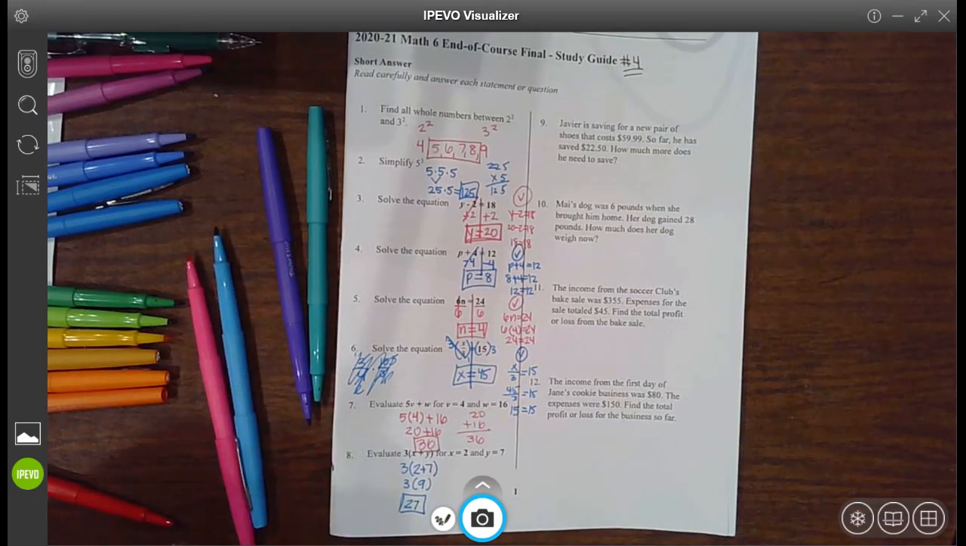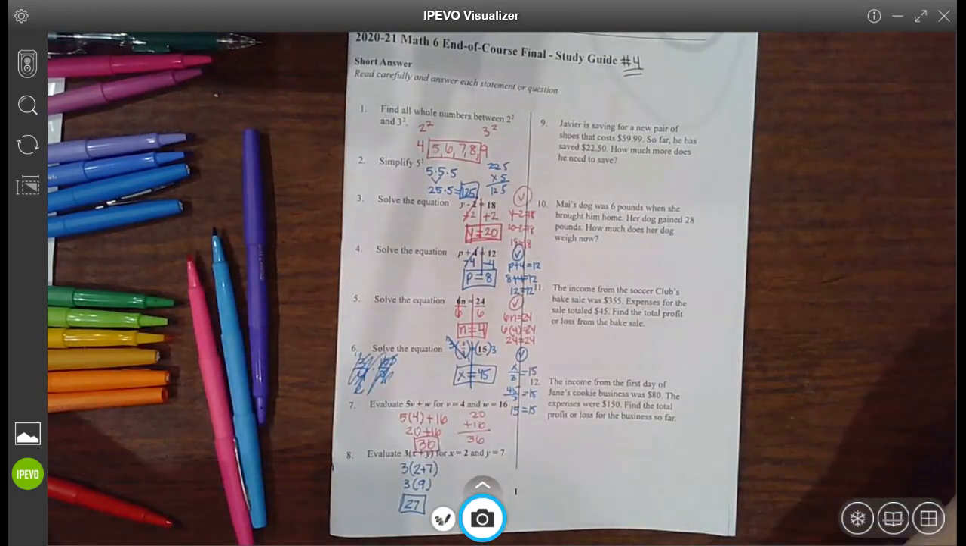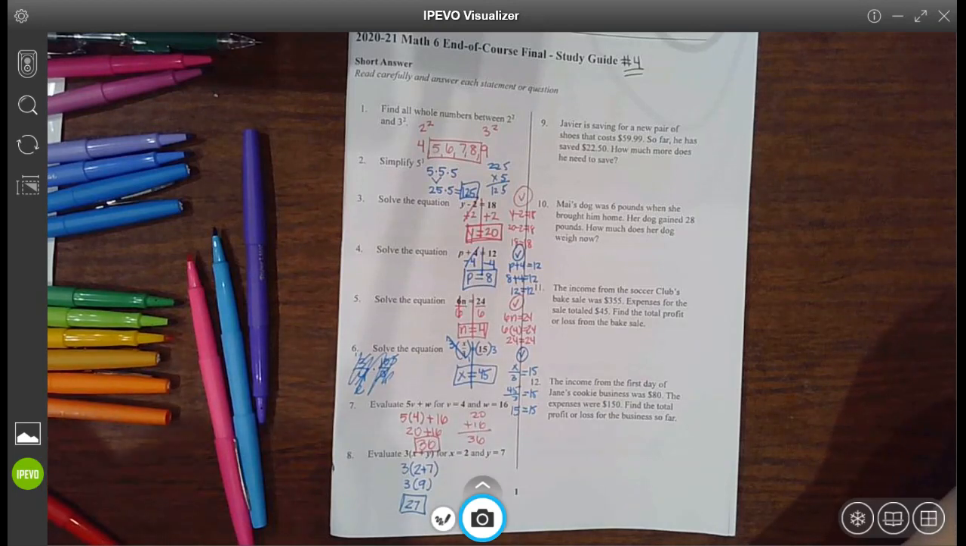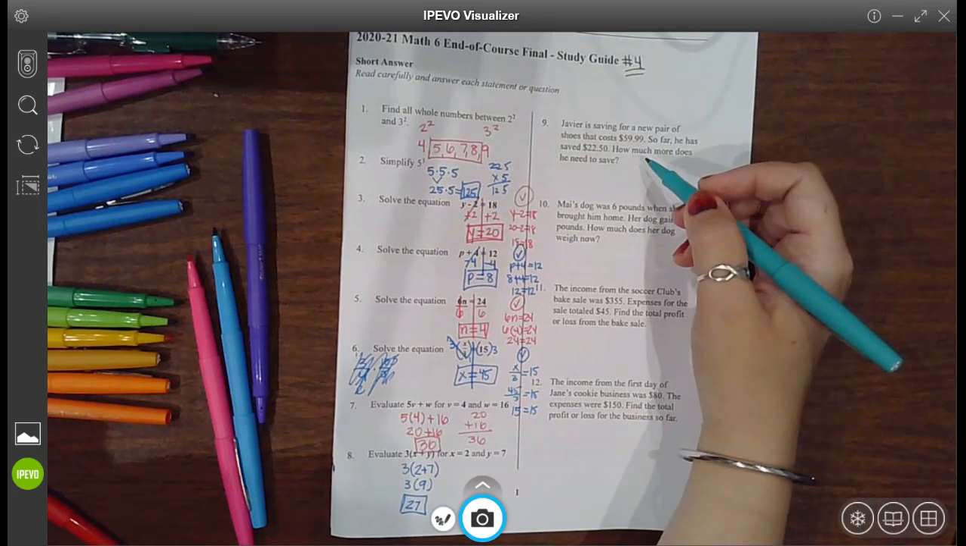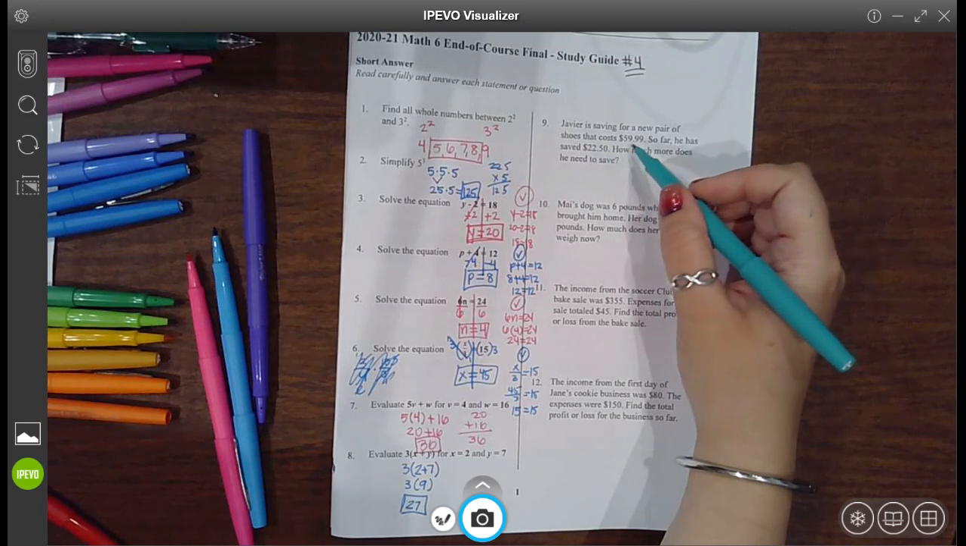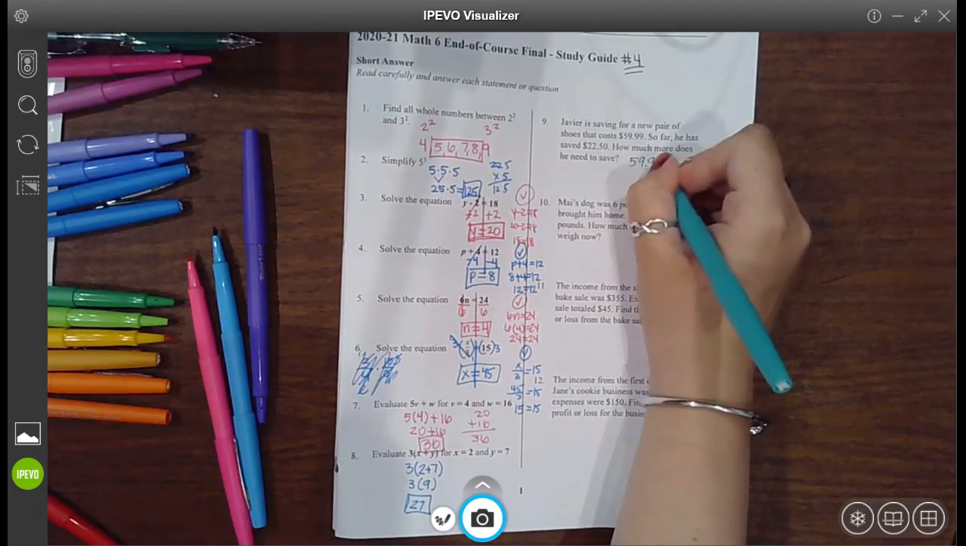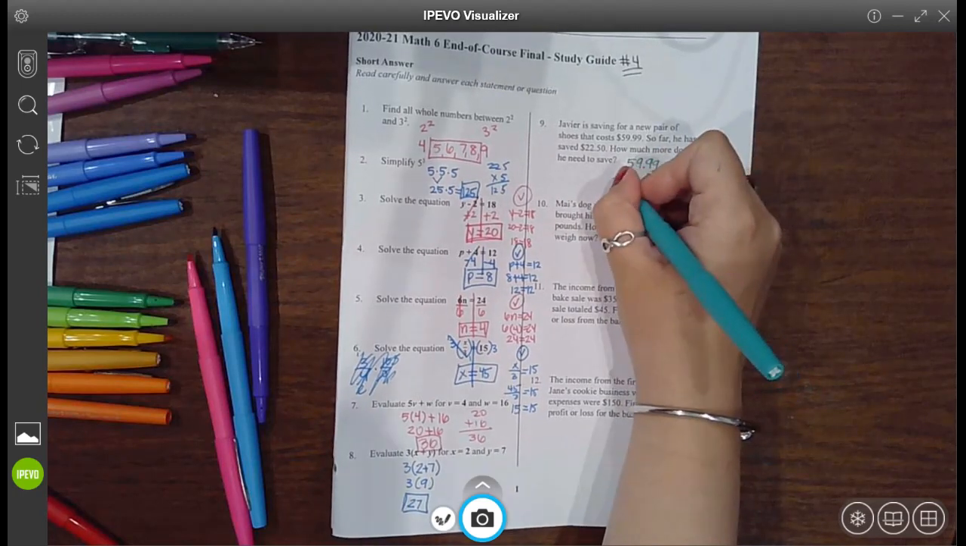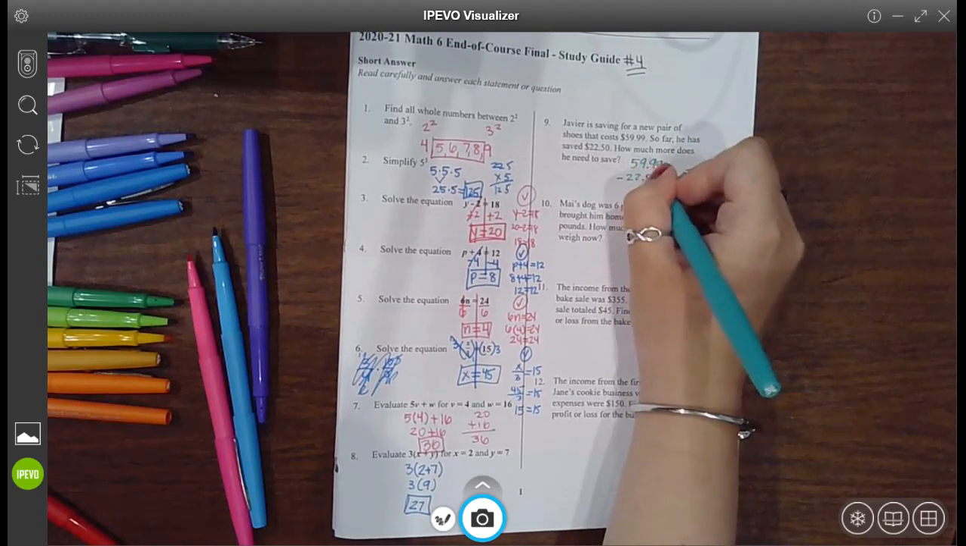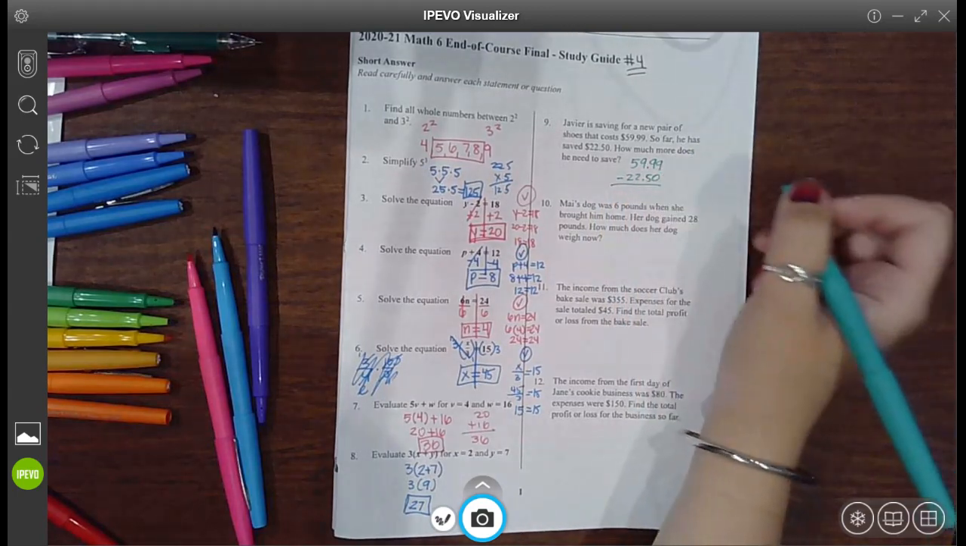Okay, on the other side, it says Javier is saving for a new pair of shoes that cost $59.99. So far, he has saved $22.50. How much more does he need to save? What do you think I would do? Well, he needs about $60. He's already saved this much. So yes, subtract them. Okay, so 59.99 minus 22.50. That'll tell me how much more he needs to save.